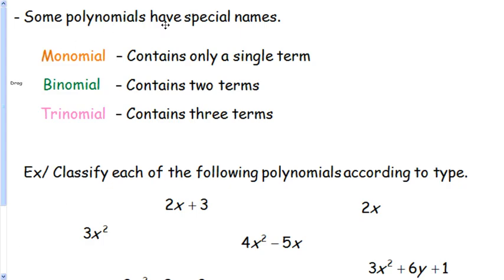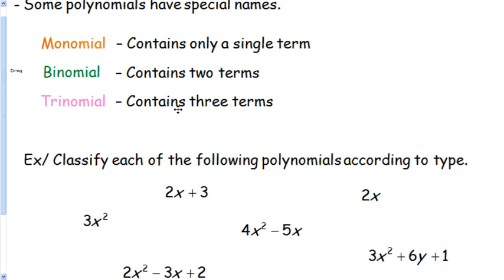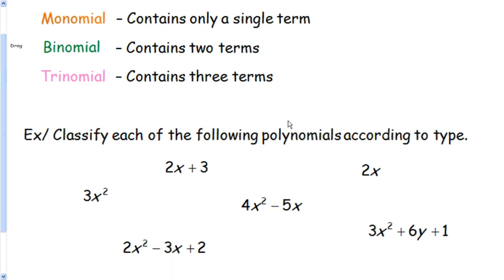So some polynomials have special names. While they are all polynomials when they have multiple terms, some polynomials have special names as well. So we have a monomial, which contains only a single term. A binomial contains only two terms, and trinomials contain exactly three terms.